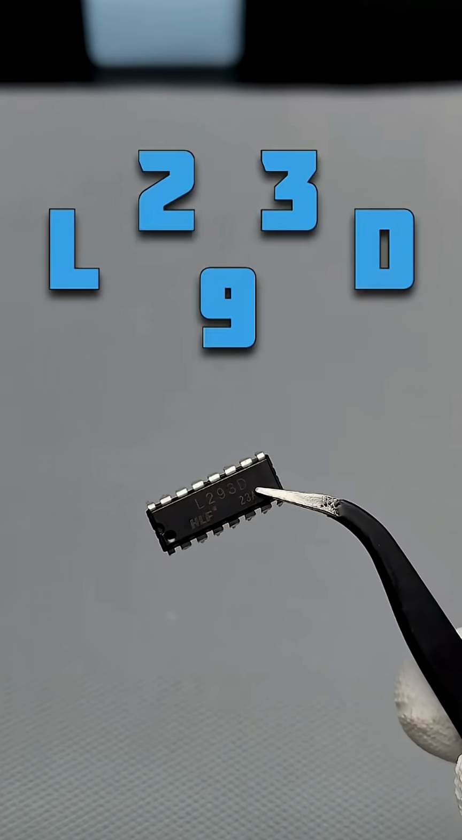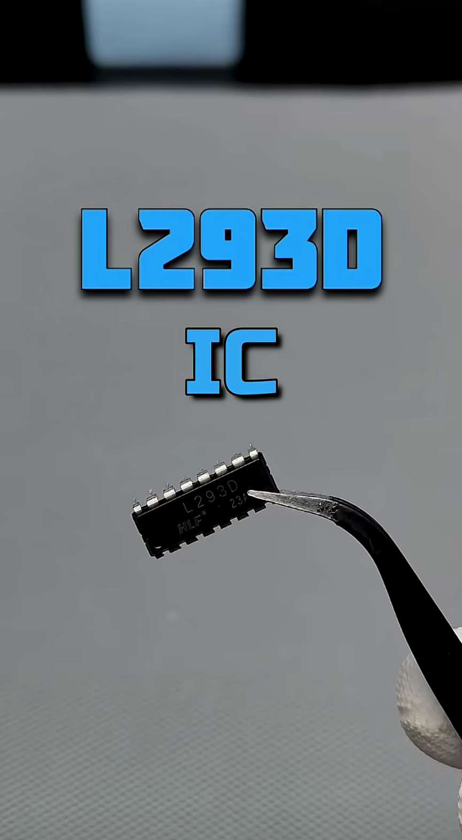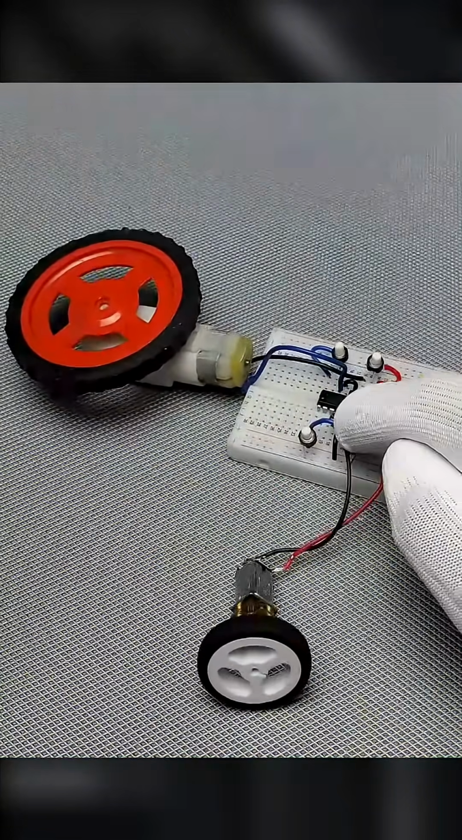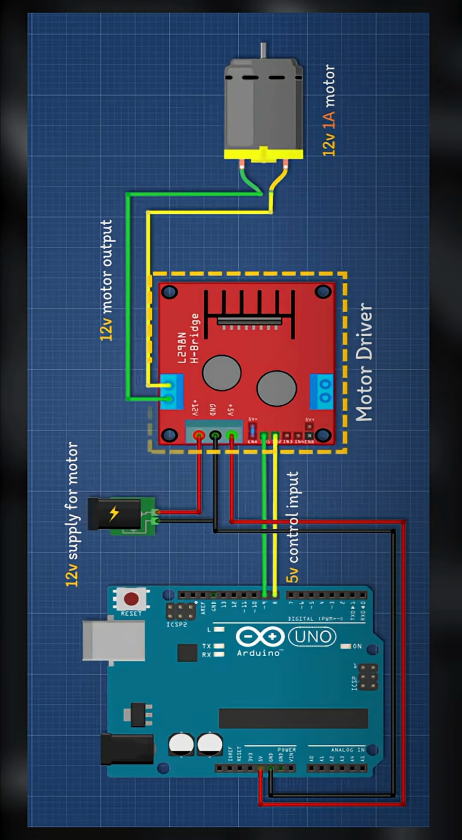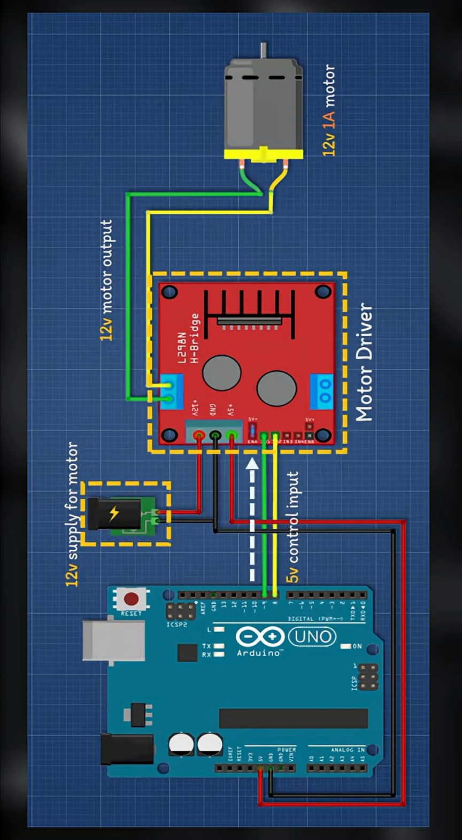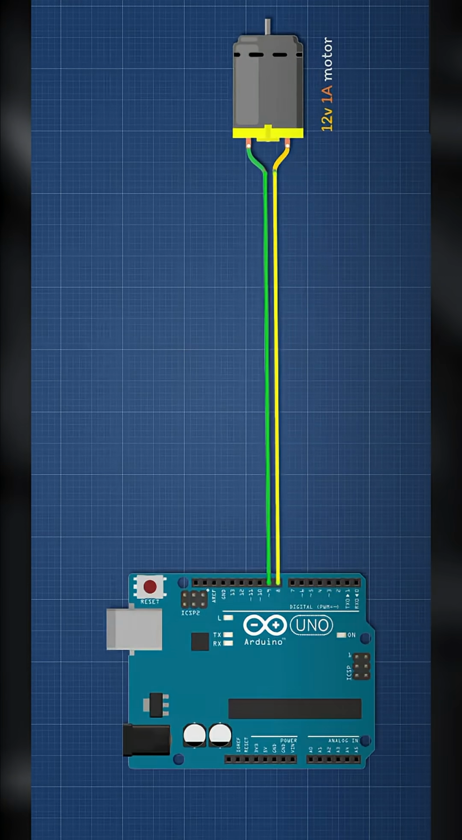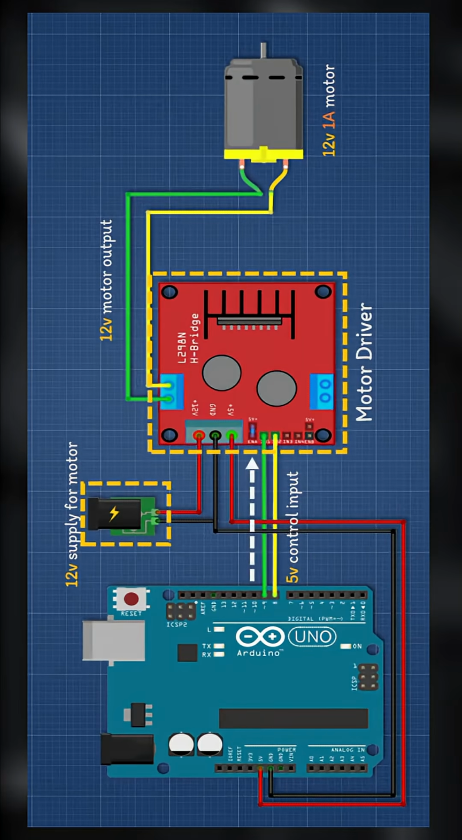This is an L293D IC, a special chip used to control the direction and speed of motors in electronic projects. The L293D is a motor driver IC, which means it helps control small DC motors using signals from a microcontroller like an Arduino. A microcontroller usually can't provide enough power to run a motor directly, so the L293D acts like a bridge between the controller and the motor. It takes low power control signals and uses them to switch a higher power supply to the motor.